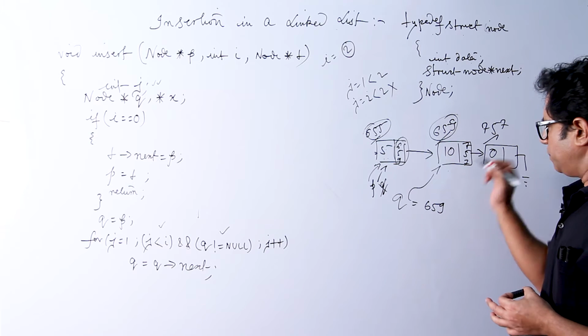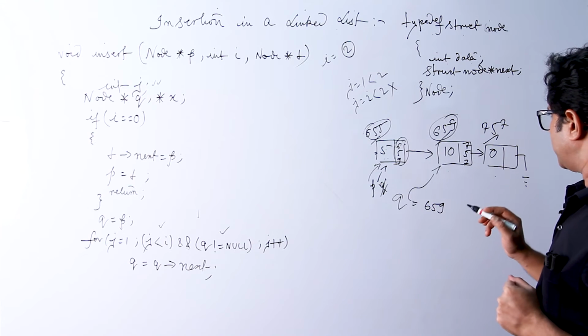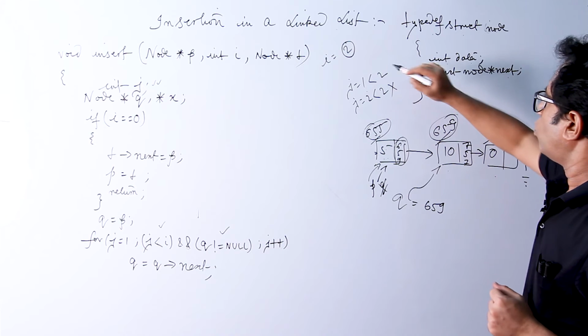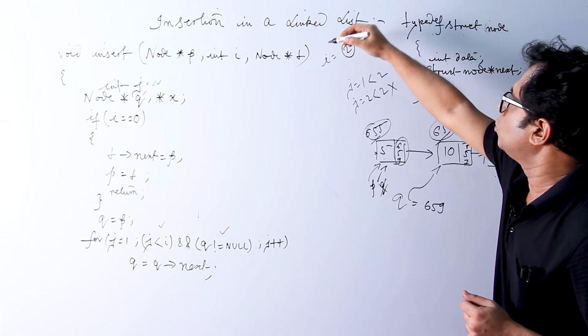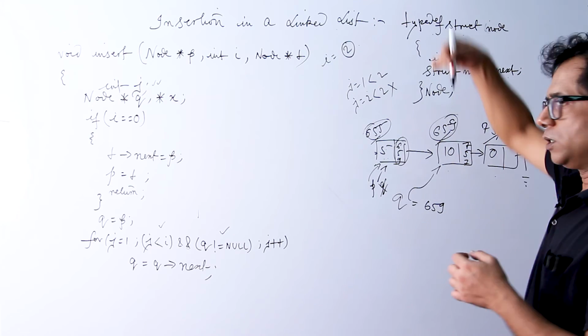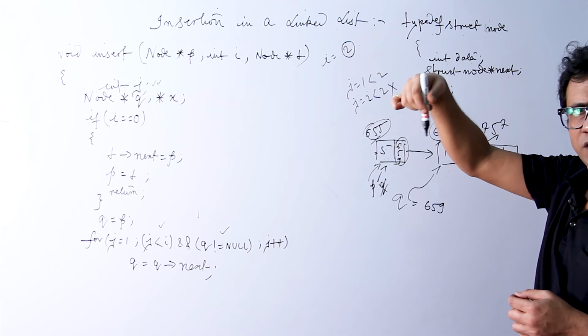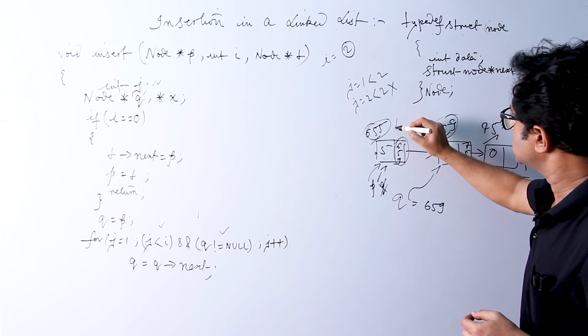Now let me see whether we have moved to the desired position. How to determine that? What was our objective? Our objective was that the newly inserted node is to be inserted at position 2, starting from 0. That is 0, 1, 2. So this is the 0th position.